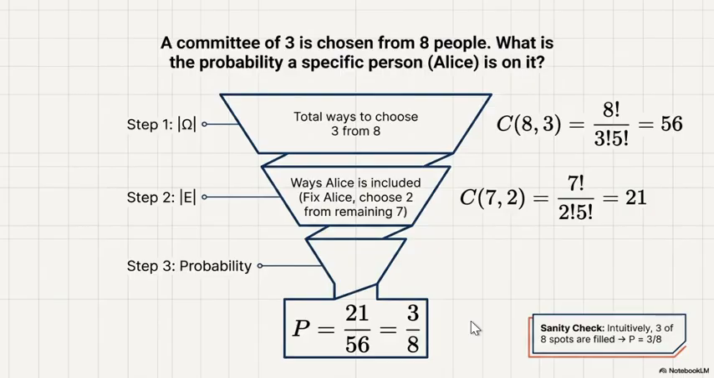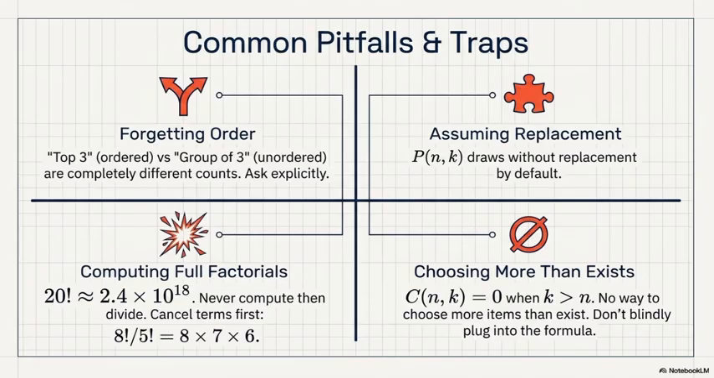Next, the mistakes you can make in this kind of question. First of all, forgetting whether order matters or not. This is the single most common silly mistake, so always ask explicitly before choosing permutation versus combination. If it says top three students, order matters. If it says a group of three students, a group can be ABC, BAC, or CAB, so it is unordered. It's a completely different count.